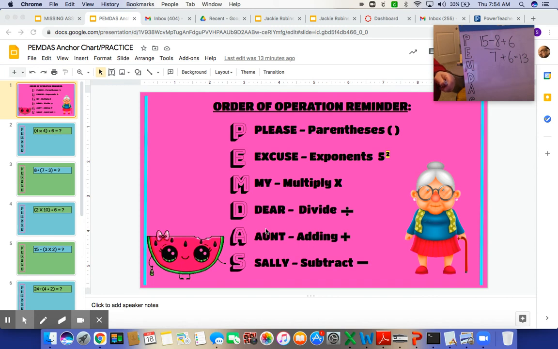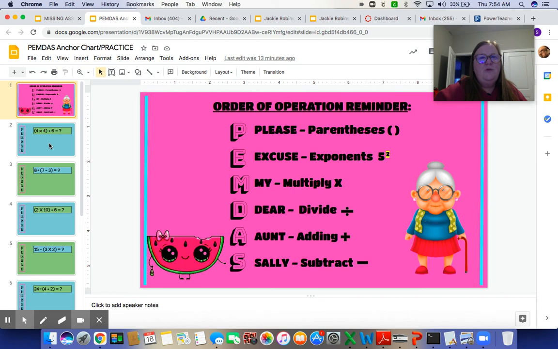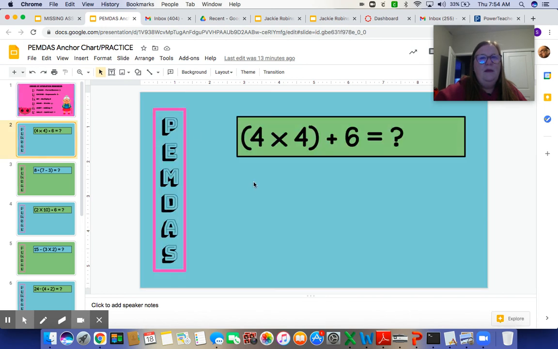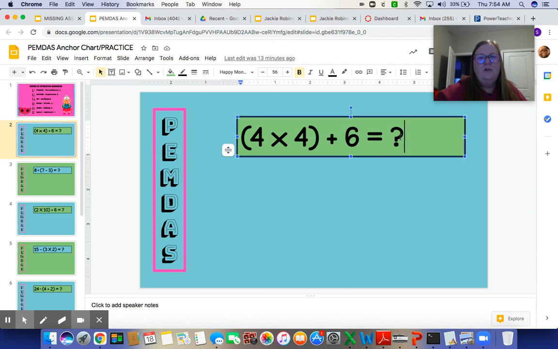All right. So for today, you are going to go through the slides, and I have the anchor chart on here to help you remember what you're supposed to do first. And then you're going to just solve each problem. And in the box, you will click where the question mark is, backspace, and type your answer.